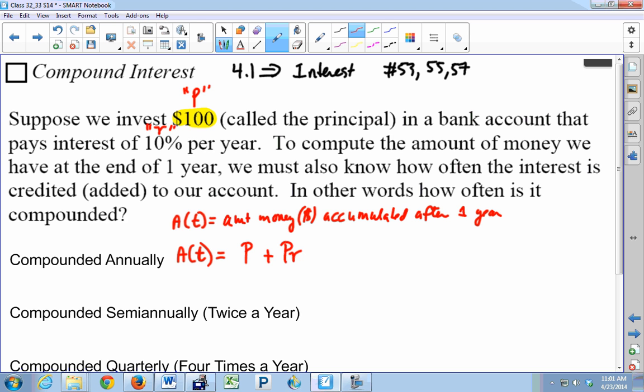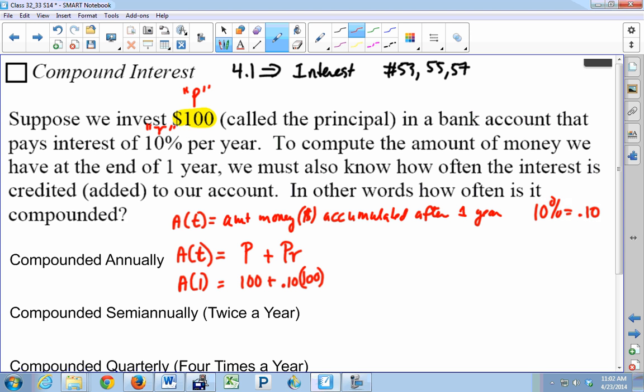Well, yeah, there's shortcuts, but do you all see that I'm going to start off, for 1 year, with $100. And then I'm going to add to that the little bit of interest I earn. And how do I find my little bit of interest? I take my interest rate, 10%. Well, the first thing I have to do is change 10% to a number, which is the decimal 0.10 or 0.1. And I multiply that times my principal. Okay, there it is. So I have $100 plus this little extra money the bank's going to give me.